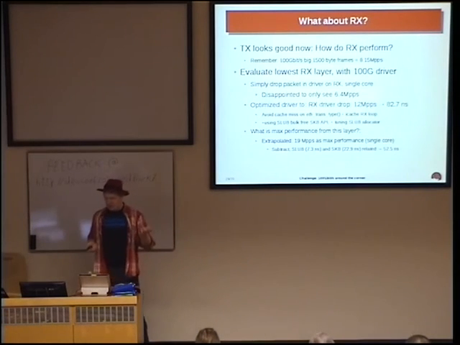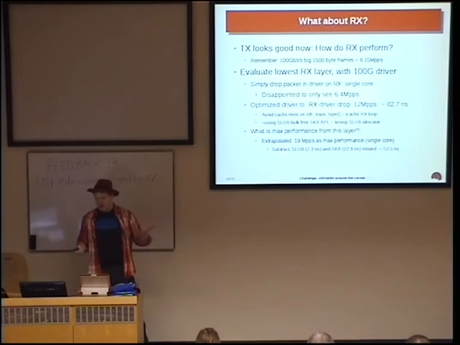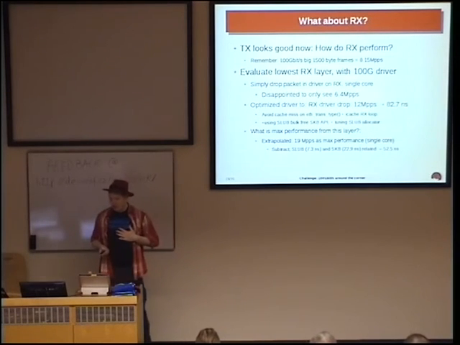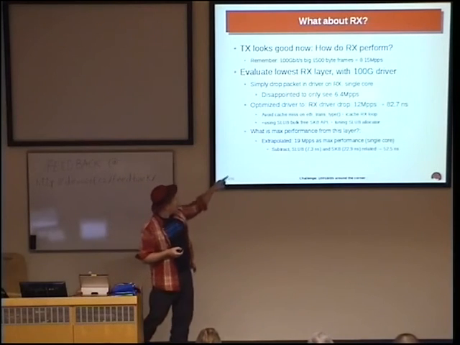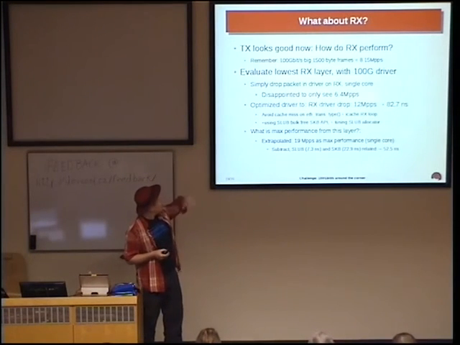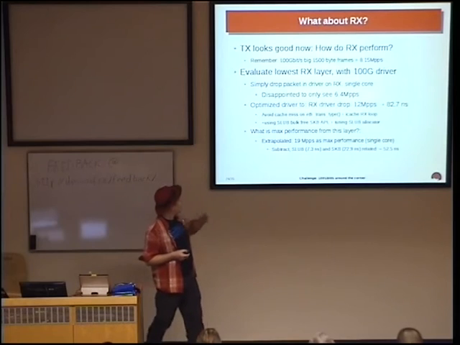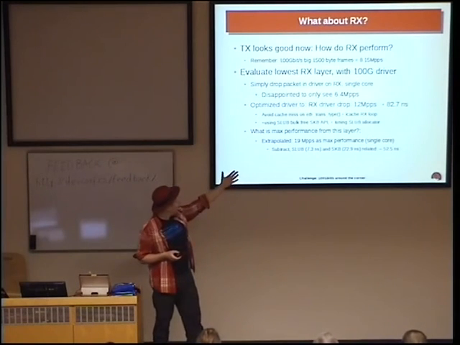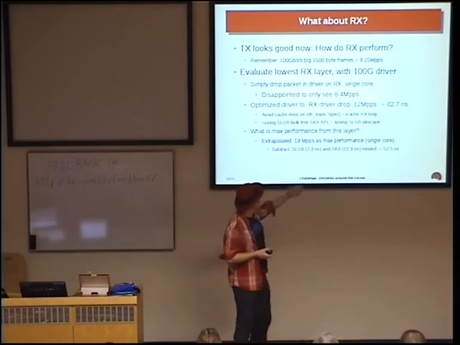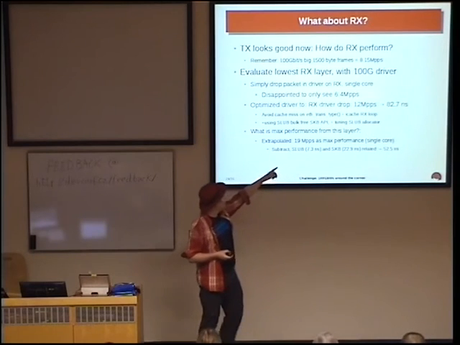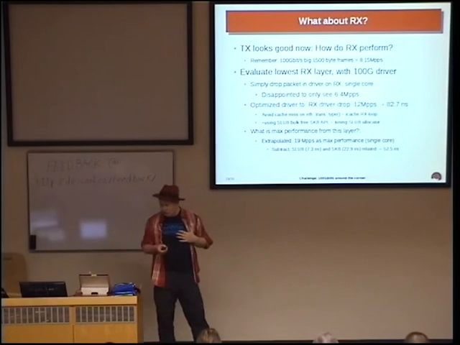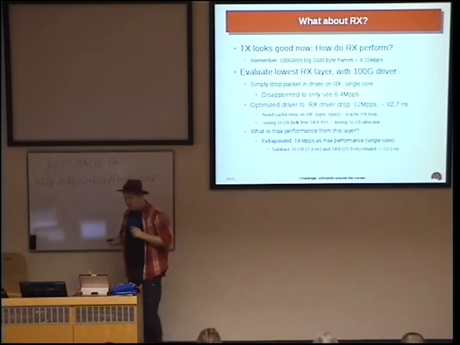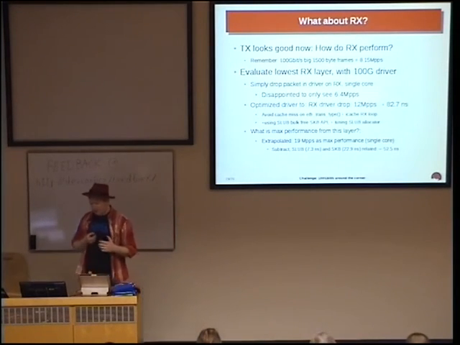So transmit looks really good. So how does receive perform? Remember we have to reach 8 million packets per second with big frames for dealing with a 100 gig driver. I tried the 100 gig driver also, but was disappointed to see only 6 million packets per second. I'll talk about our new driver tests where I'm dropping packets. So I optimized that to 12 million. I use a lot of tricks there. I avoid a cache miss.